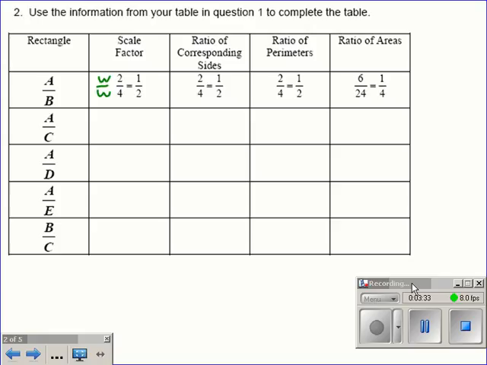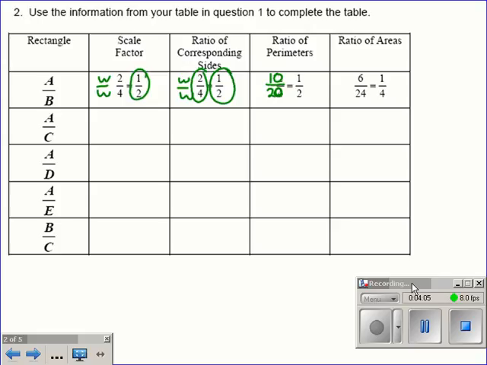That's going to be 1 over 2. Okay, the ratio of corresponding sides, again we pick the width over the width. That should be 2 over 4, which simplifies down to 1/2. Okay, when we talk about the perimeters, what was the perimeter of A? 10, so I don't know why they wrote this here, but this should be 10. What's the perimeter for B? 20, okay, good. So that simplifies down to 1/2.